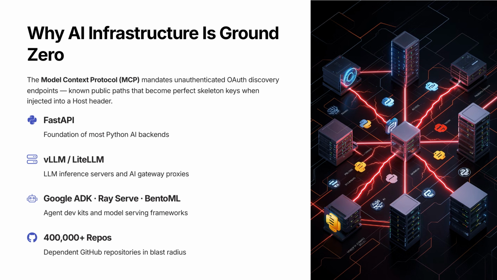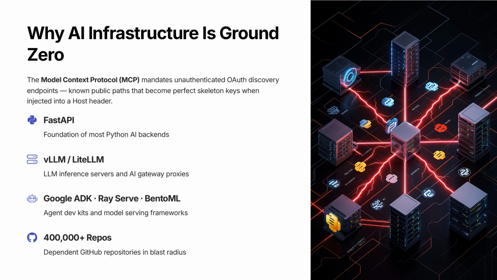A big part of that is the Model Context Protocol, or MCP. It requires OAuth discovery endpoints that are intentionally unauthenticated and published at well-known paths. On their own, those endpoints are meant to help clients find authorization metadata, but when an attacker can influence the host header, those predictable public paths become extremely useful. They act like a skeleton key because the application may trust and process information from a location the attacker controls.